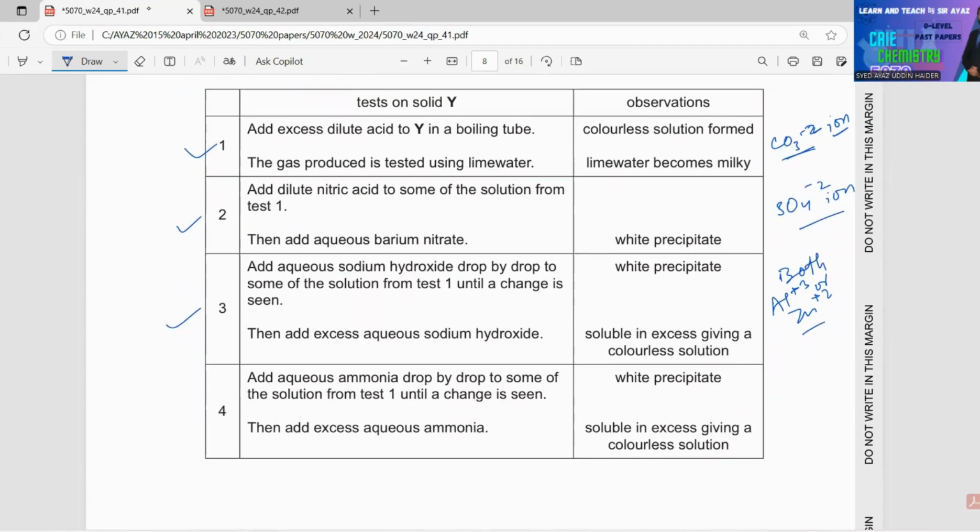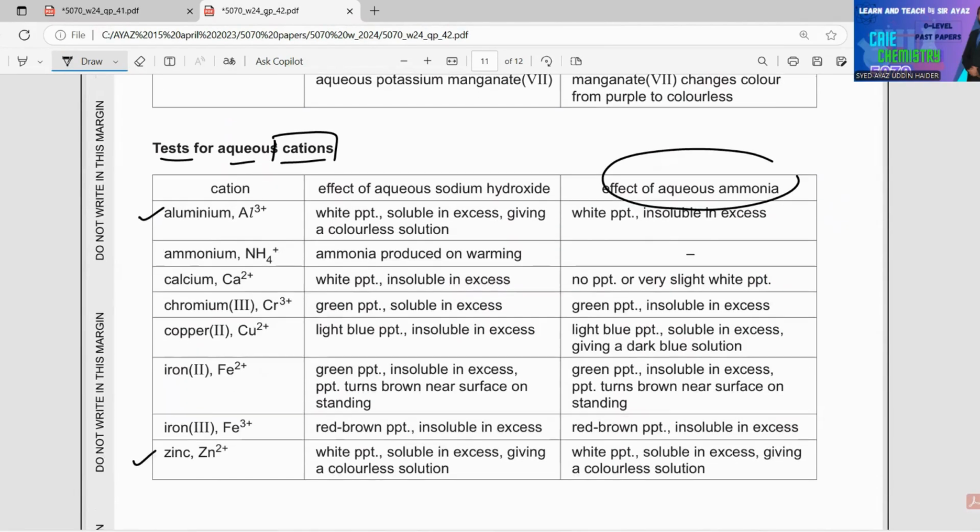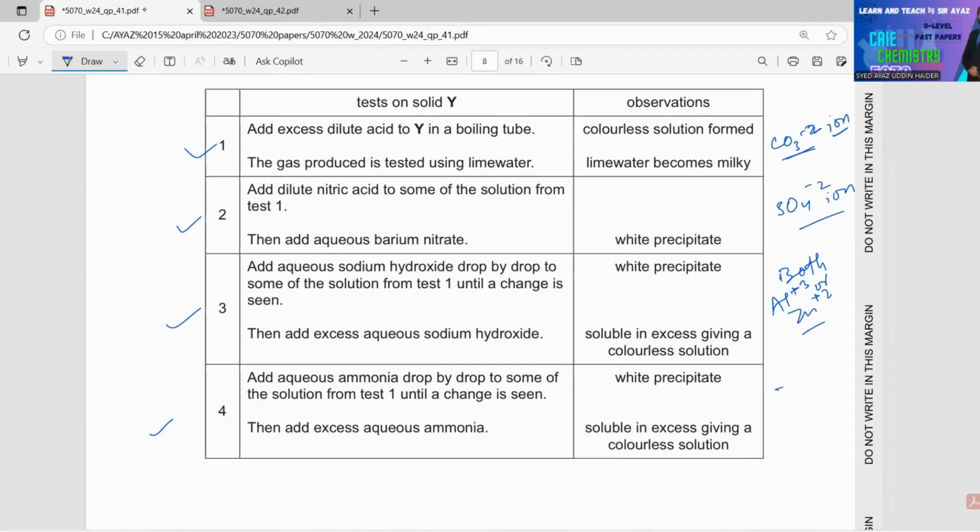Number 4, add aqueous ammonia drop by drop to some of the solution from test 1 until a change is seen. Then add excess aqueous ammonia. White precipitate, which is soluble in excess, giving a colorless solution. Now, with aqueous ammonia, Zn2+ is soluble in excess, giving a colorless solution. So here, it's confirming the presence of this Zn2+ ion.